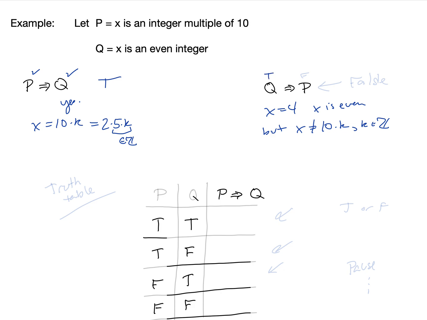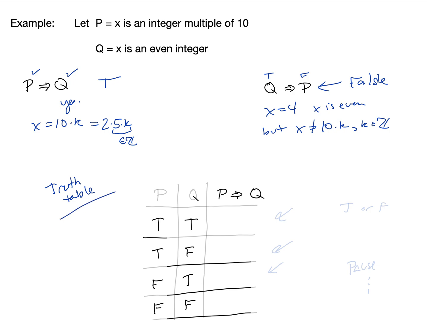So this was true, this was false, and there are situations in which x can be an even integer, but x is not an integer multiple of 10. There are situations where Q does not imply P. And so this whole statement is false. It is not the case in general that x being an even integer implies that x is an integer multiple of 10.